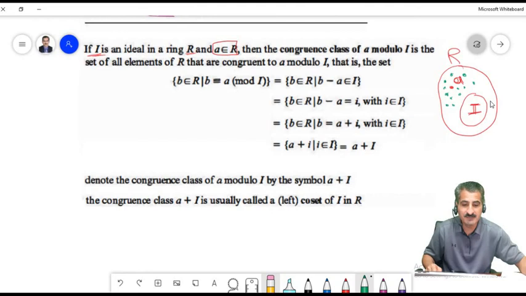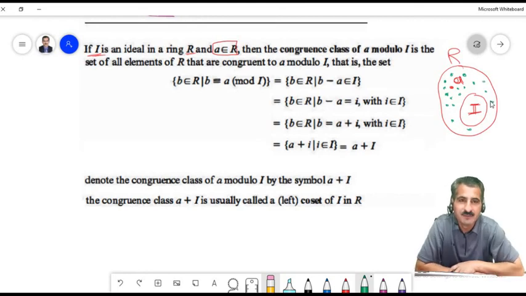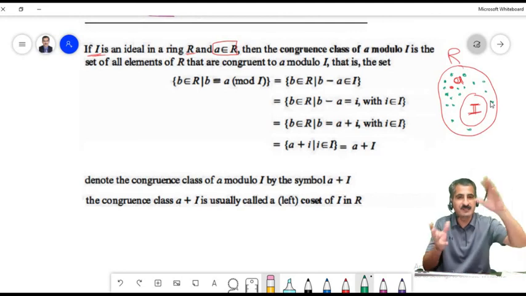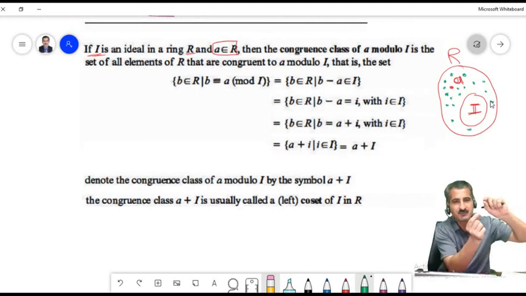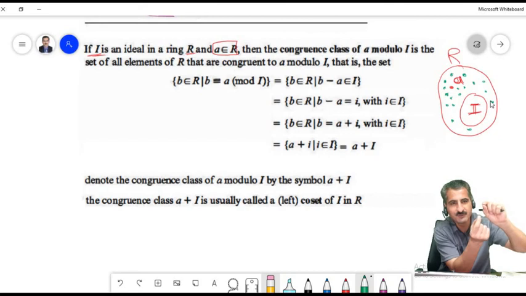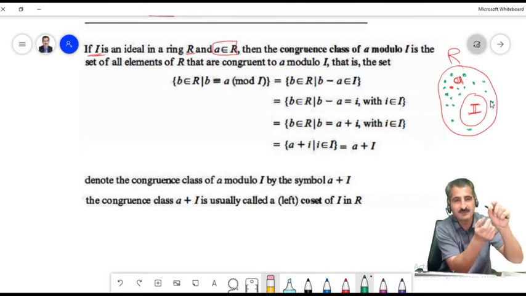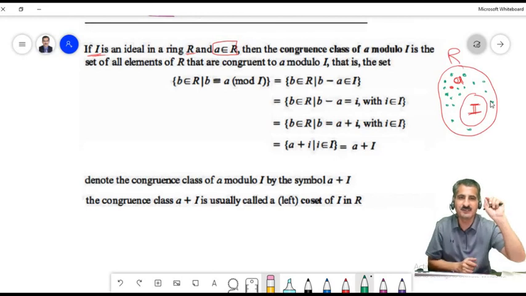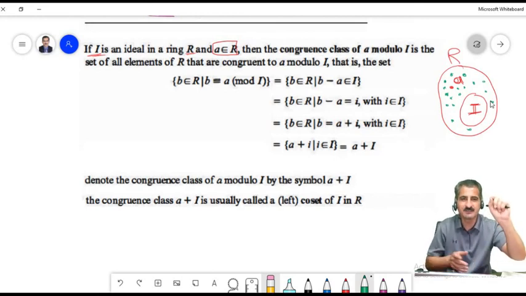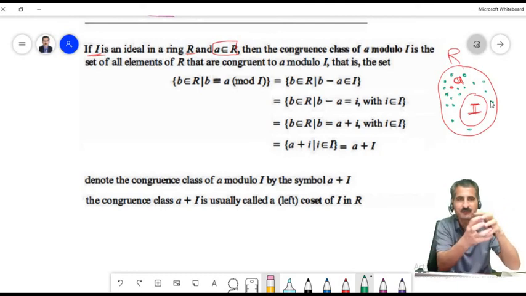All elements in the ring that are equivalent to A modulo I, please come here. We have already said if we have a ring, we define a relation between two elements in the ring to be related if they are congruent modulo I, if their difference belongs to I. Now I have a ring. I started with a specific element, and I said, all elements in the ring that are congruent to A modulo I, please come here. I want to collect them in one set.